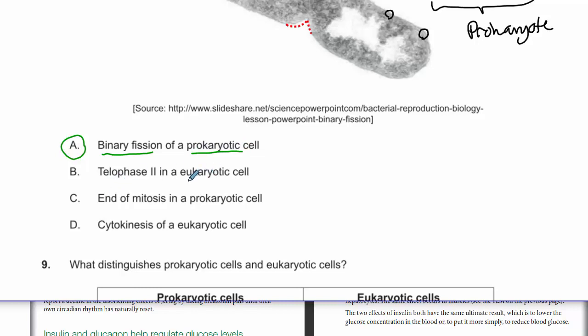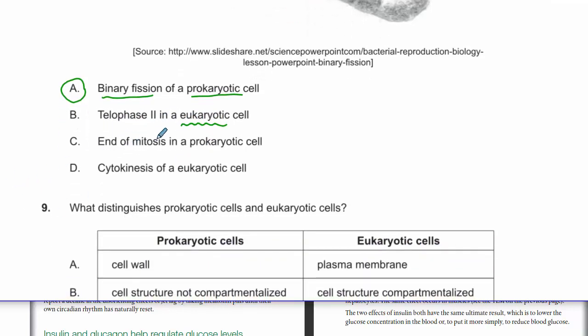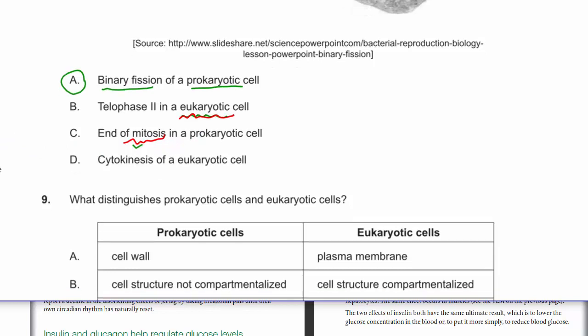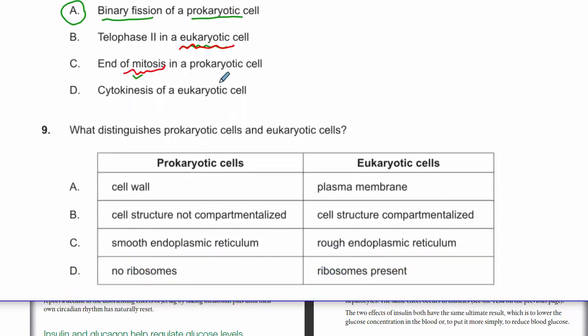B is wrong because it refers to a eukaryotic cell and meiosis, which only takes place in eukaryotes. C is wrong because it refers to mitosis, which is a eukaryotic phenomenon. For example, you need a nucleus to have mitosis, and chromosomes, of which the prokaryotes have none. And here again, it refers to eukaryotic cells. So all of these are wrong.